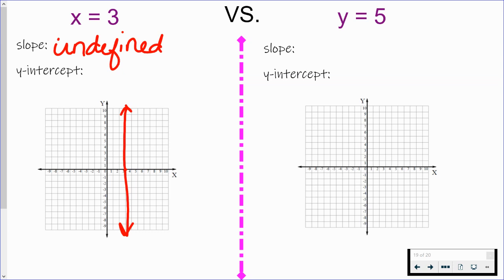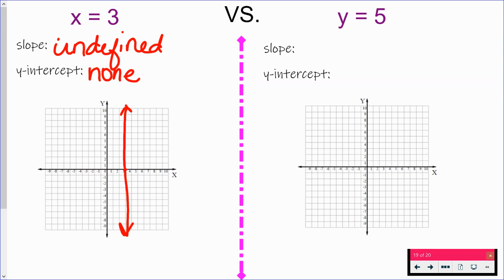Now, for the y-intercept for this one, the whole thing about the y-intercept is where the line crosses the y-axis. However, if you look at our graph, will this line ever cross the y-axis? No. So your y-intercept here would just be none, or no y-intercept, either or. It's never going to cross the y-axis. So again, this is an undefined slope with no y-intercept.